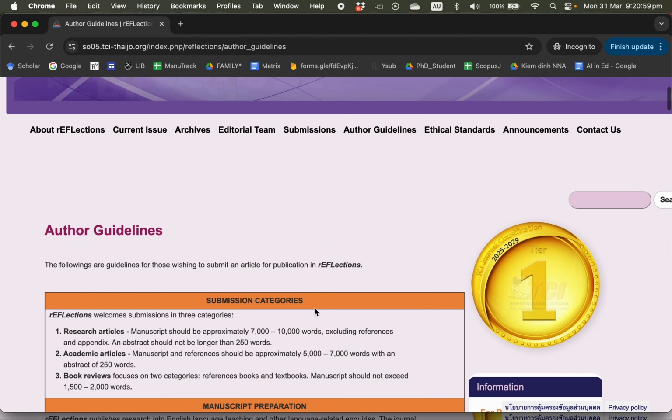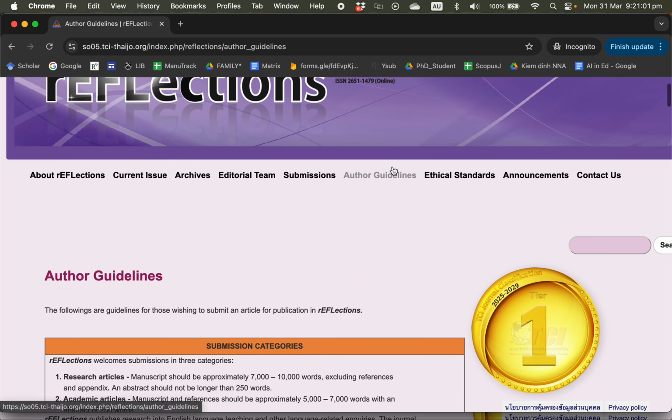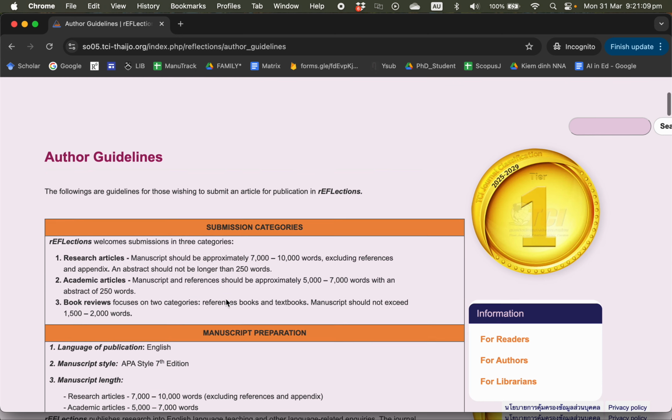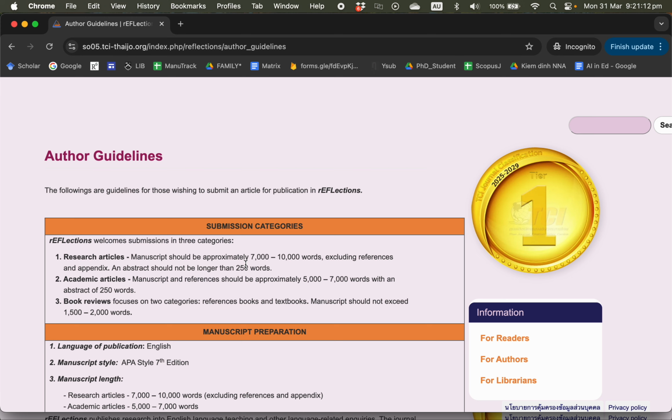And author guidelines are one of the most important pages, because you need to format your manuscript in accordance with the author guidelines. So for example, they say the manuscript should be between 7 to 10,000 words. It means if your manuscript is only 5,000 words, it might not be considered, or if it is more than 10,000 words, which is not good either. And you need to follow instructions too, like the abstract should not be longer than 250 words, something like that.